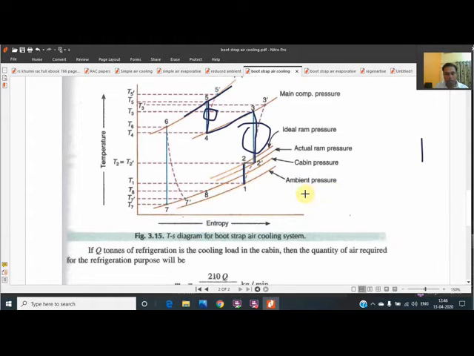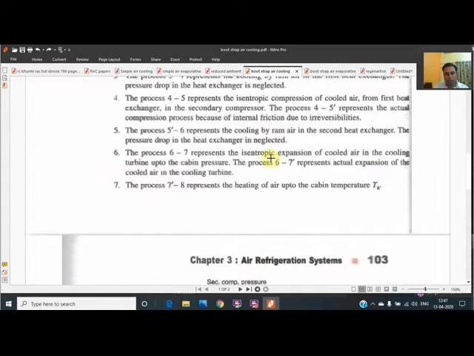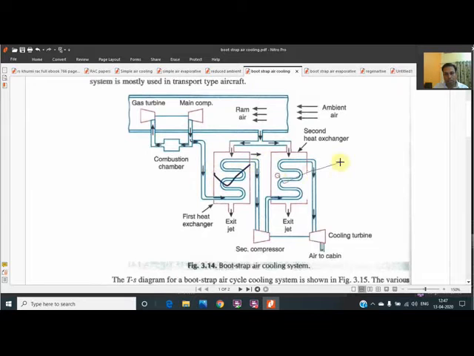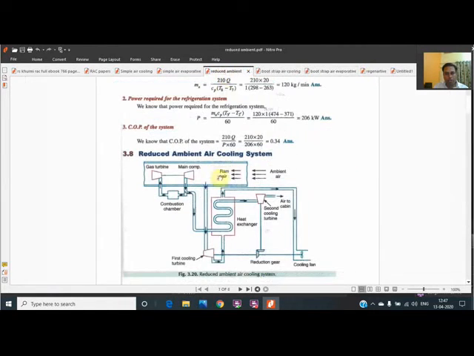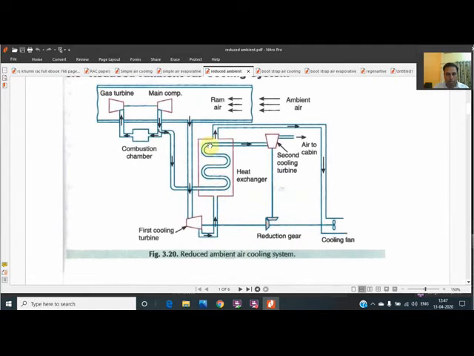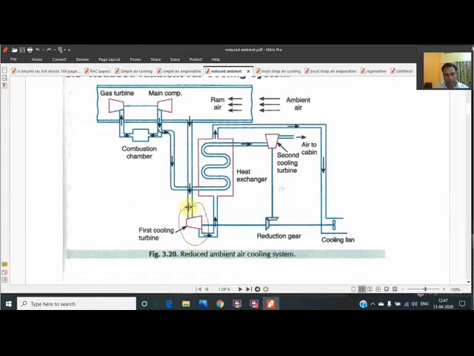We have to somehow determine the temperatures 2 and 3. In bootstrap evaporative, because in simple bootstrap we have two cooling systems, and in bootstrap evaporative we have a 3P system. One evaporator is also there. The evaporator is filled with a certain fluid, and that fluid evaporates and gives the cooling effect. Besides this, in reduced ambient, what used to happen? In reduced ambient, we take the ram air, and after reducing the pressure of the ambient air, that air is used for cooling.